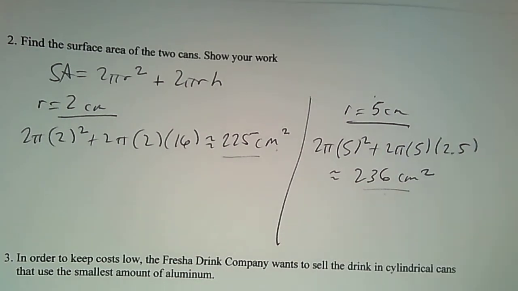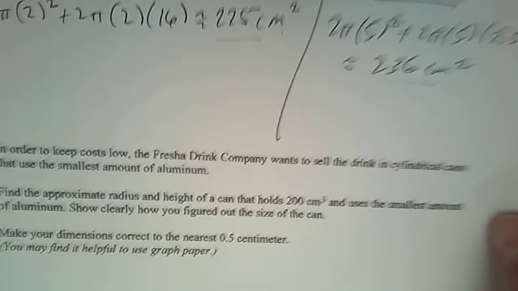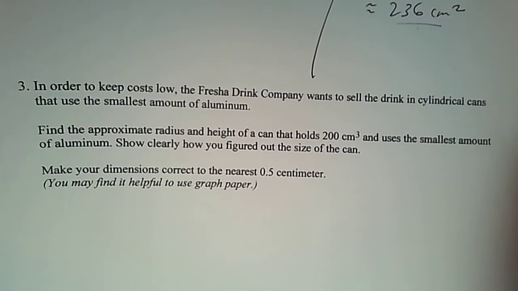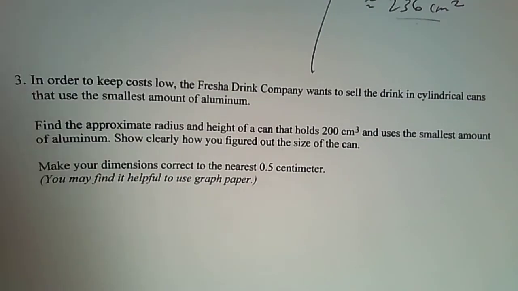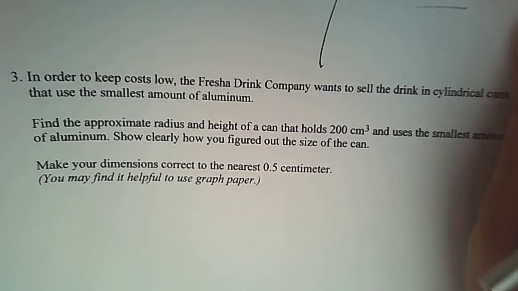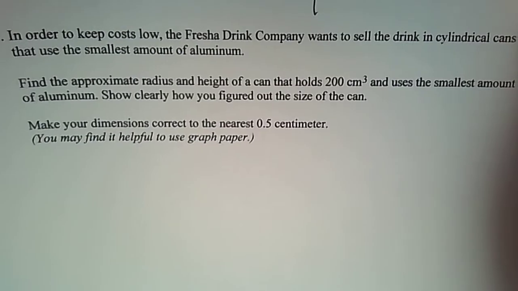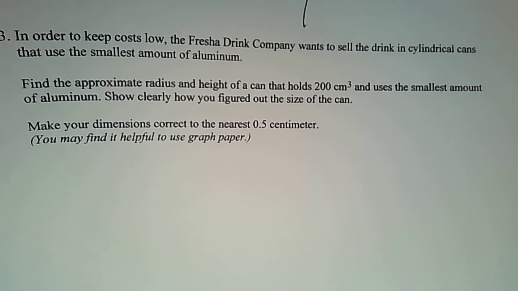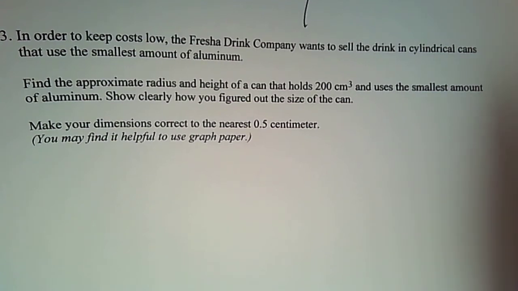Now, part 3, the last part of the task. It says, in order to keep costs low, the Fresha Drink Company wants to sell the drink in cans that use the smallest amount of aluminum. Find the approximate radius and height of a can that holds 200 centimeters cubed and uses the smallest amount of aluminum. Show clearly how you figured out the size of the can, and then mark your dimensions correct to the nearest 0.5 centimeters.